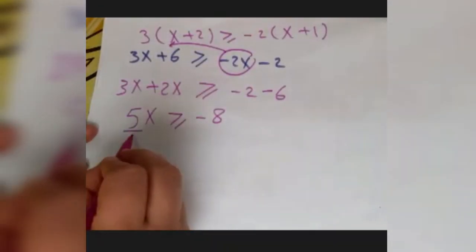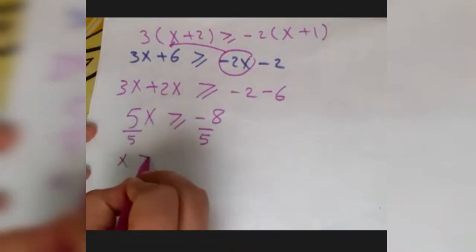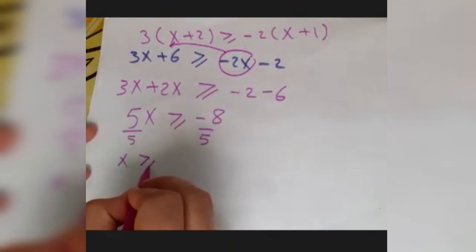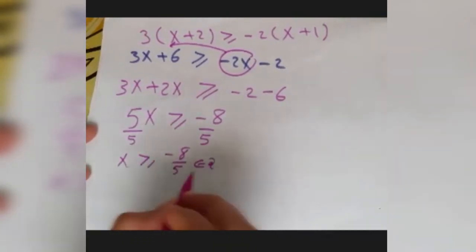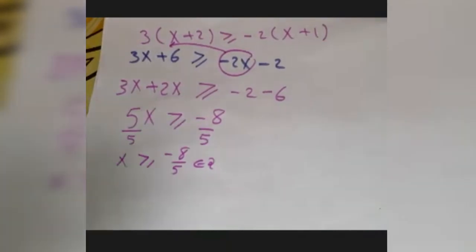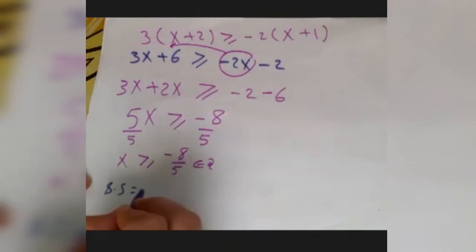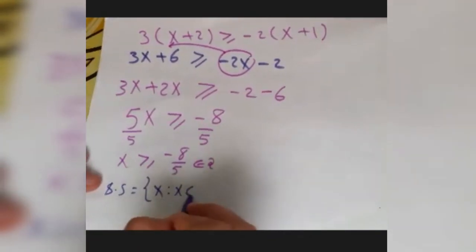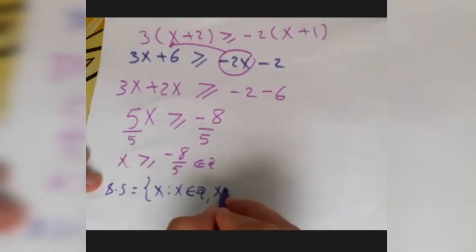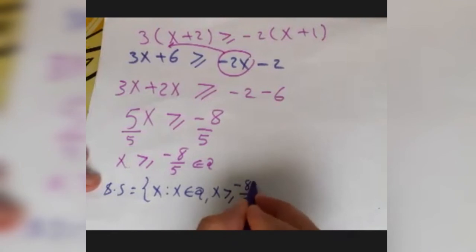Divide by 5, so x greater than or equal to negative 8 over 5. This number belongs to Q, so we can write x. SS equals the set of x such that x belongs to Q and x greater than or equal to negative 8 over 5.